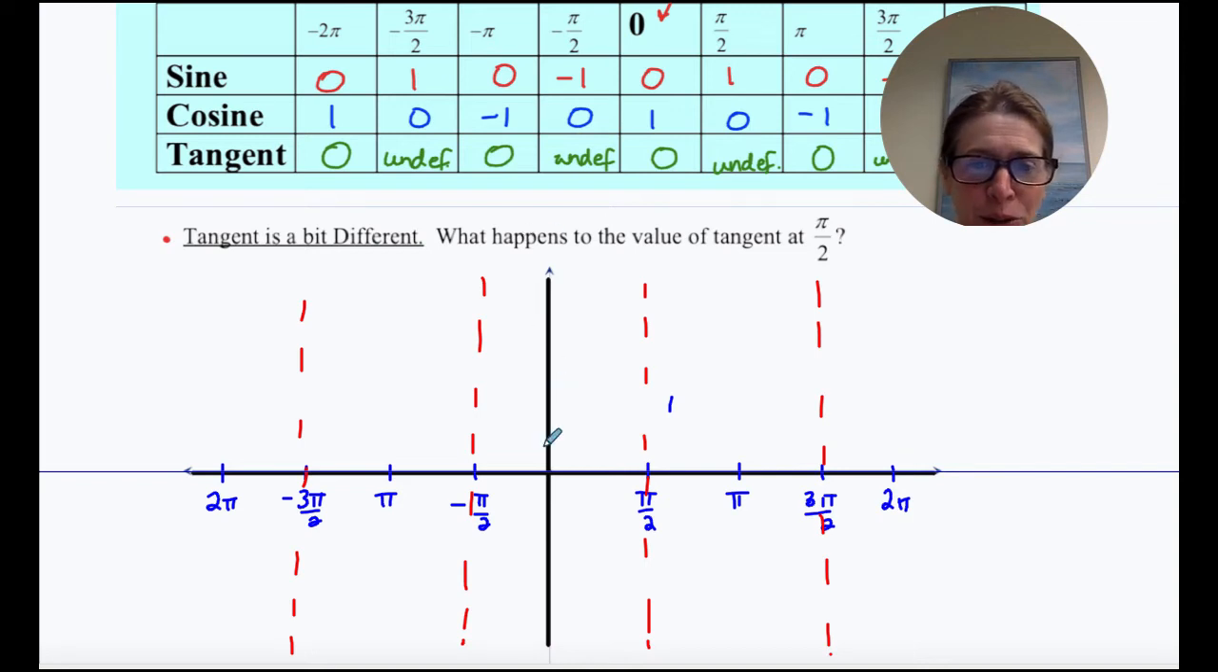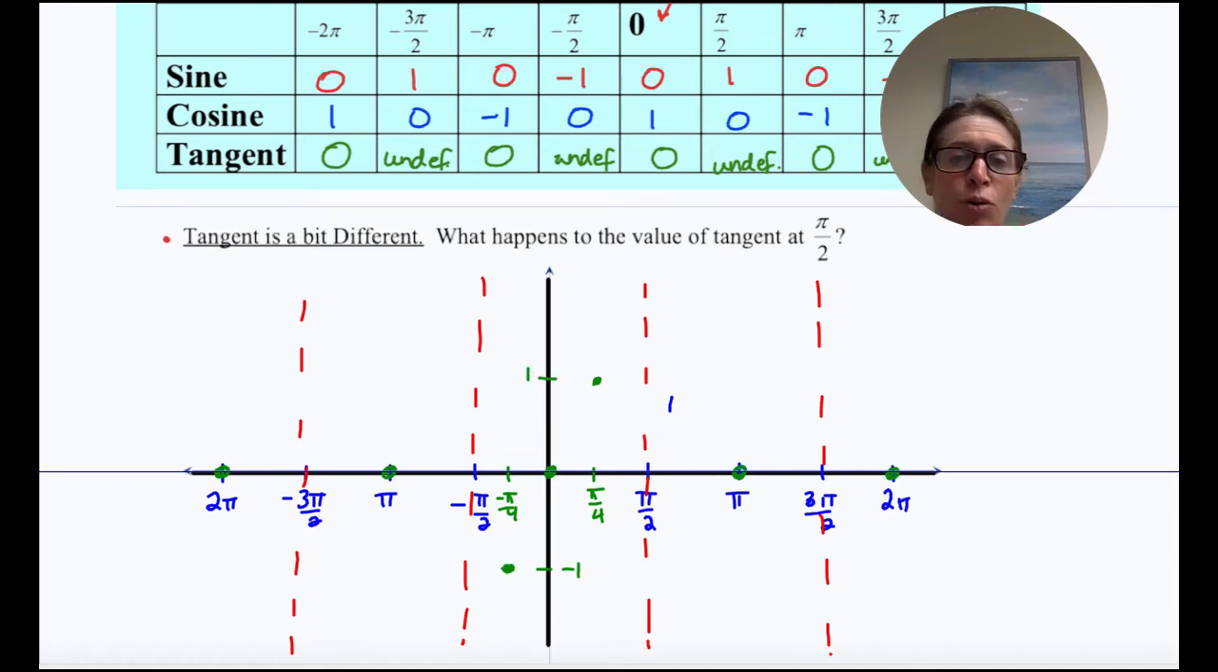Here, let me do blue. Let me do green, actually, right? Because we only have these zeros. So if we consider some of the other points on the graph, I like to think of pi over 4 because I know that tangent at pi over 4, and therefore at negative pi over 4, is going to be 1 and -1.